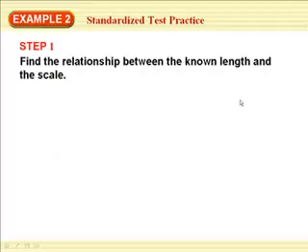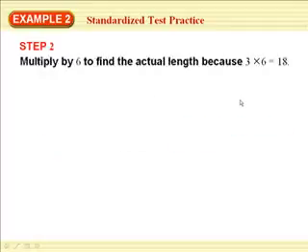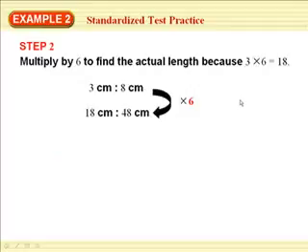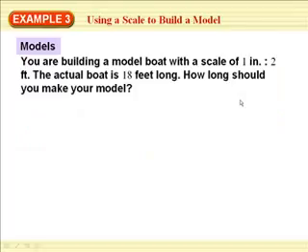So let's see how they explained it. Find the relationship between the known length on the scale, which is what we did. You'll see right there, that's the 3 to the 18. What's the relationship? It's times 6. So then we times the other side times 6, and we ended up with 48. It's kind of tricky, but they're kind of fun once you know how to write them. So we'll keep doing some examples here.